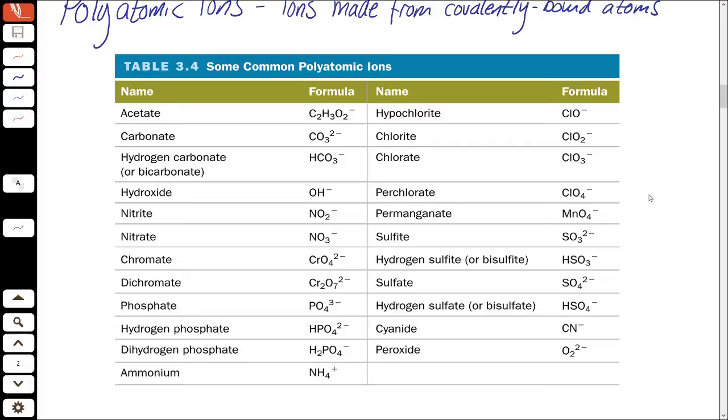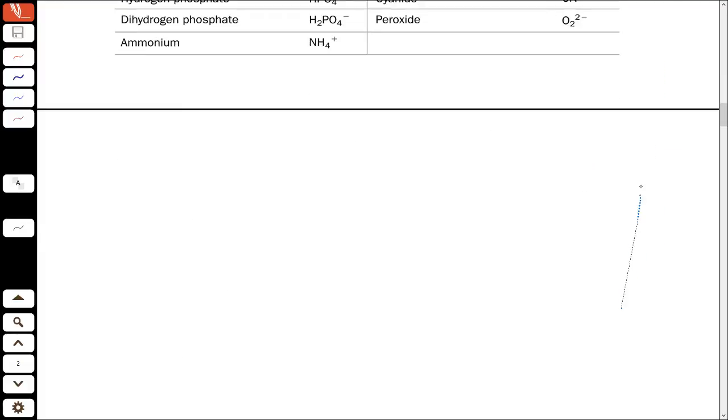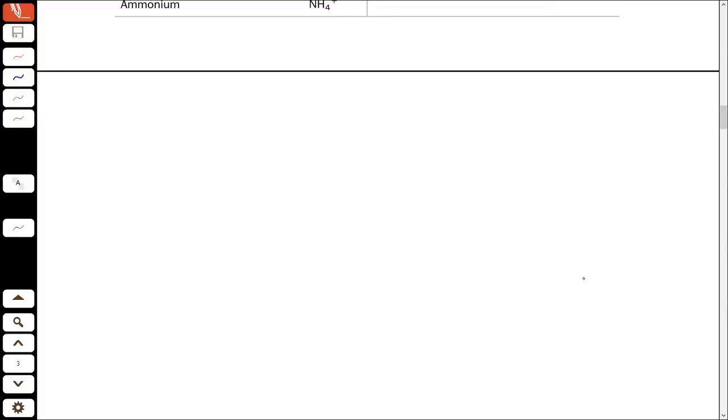Okay, so let's start taking a look at some names. Now we know how to write the formulas from the names. Like if I gave you a name, you write down the formula. But we want to be able to go the other direction too. The other direction's a little bit harder because you have to know some different rules.